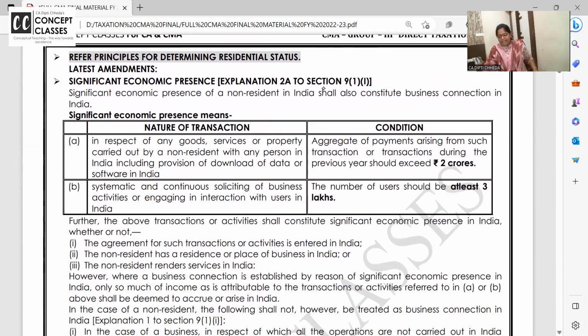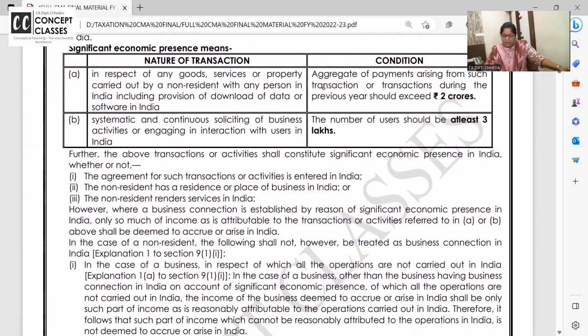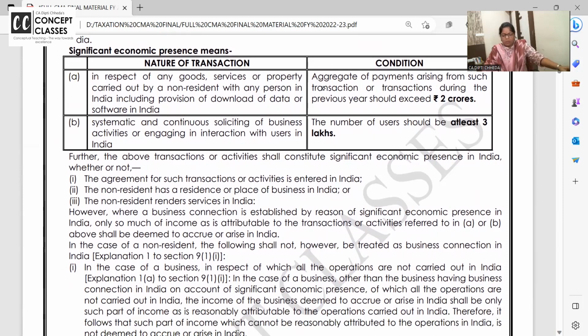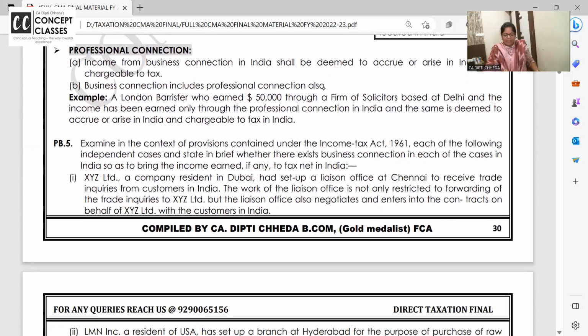Yeah, one more thing is added here: significance, economic presence. This we have discussed, that nowadays business is completely online. So if you have more than 3 lakh users in India, I gave the example of YouTube, or if you received more than 2 crore in payments from India, for any online goods and sale of services, then you are settled. Same like business connection, you can have professional connection also in India.